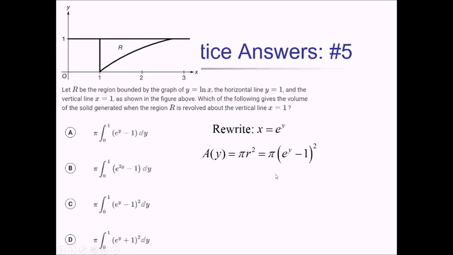And plugging all that in, I've got the integral from, well, I have to go from bottom to top here. So I'm going to be going from the y value 0 to the y value 1. I'm bringing my pi outside just to make my life a little bit easier and also to match these answer choices. And inside now I've just got e to the y minus 1 squared dy, which is going to end up giving me, let's see, this looks like choice C.